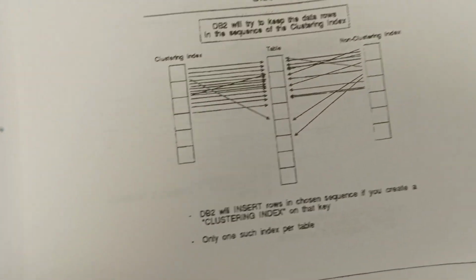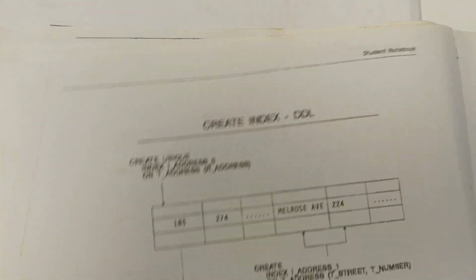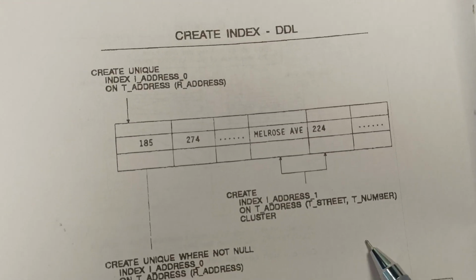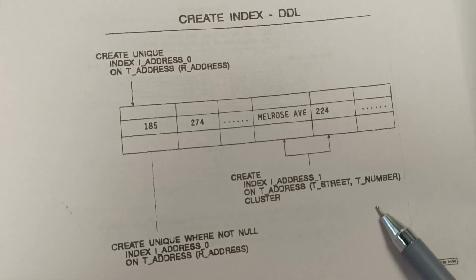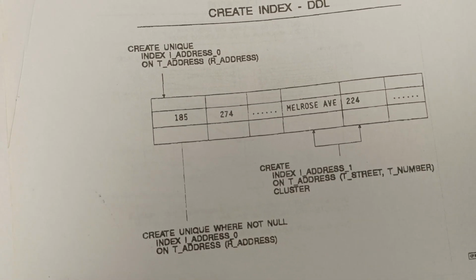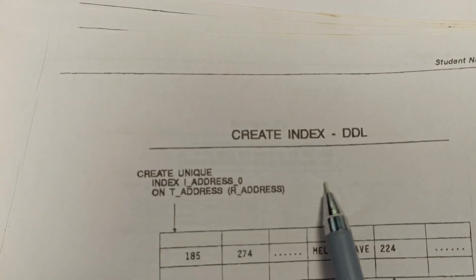These are some clustering overviews in the diagram, which show how the system works internally in DB2. Friends, this is the most important part: how to create the index. Sometimes in interviews they ask whether you can write the syntax for how to create an index, how to create a unique index, and how to create a composite index. And this is the syntax here.